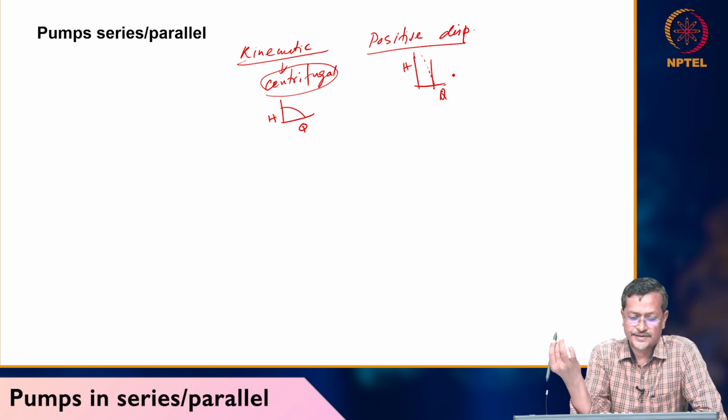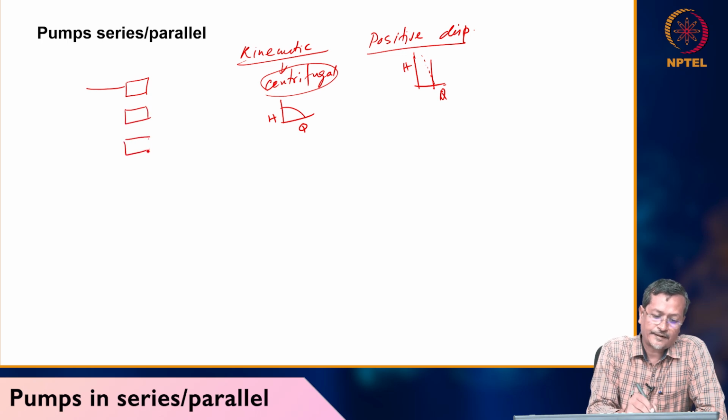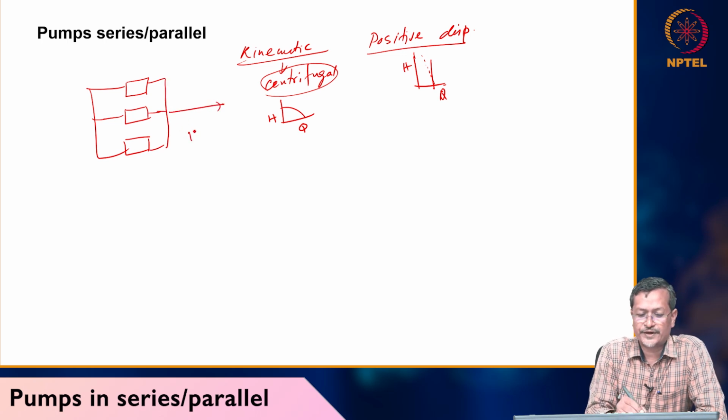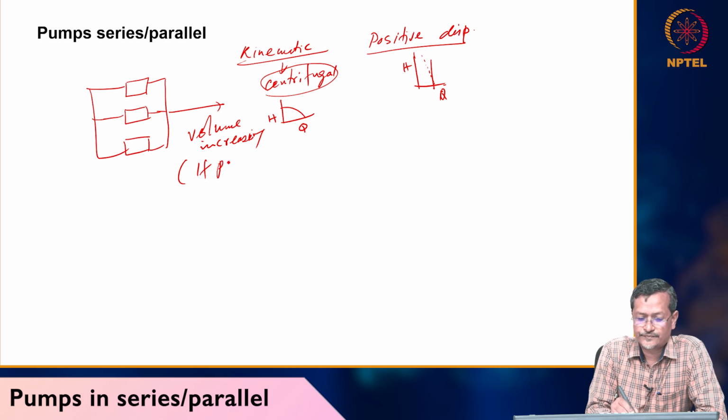Now in some cases you need a very high flow rate. In that case you can connect pumps in parallel. Then you can collect the whole water here. So total volume you are increasing. Volume increases if parallel.